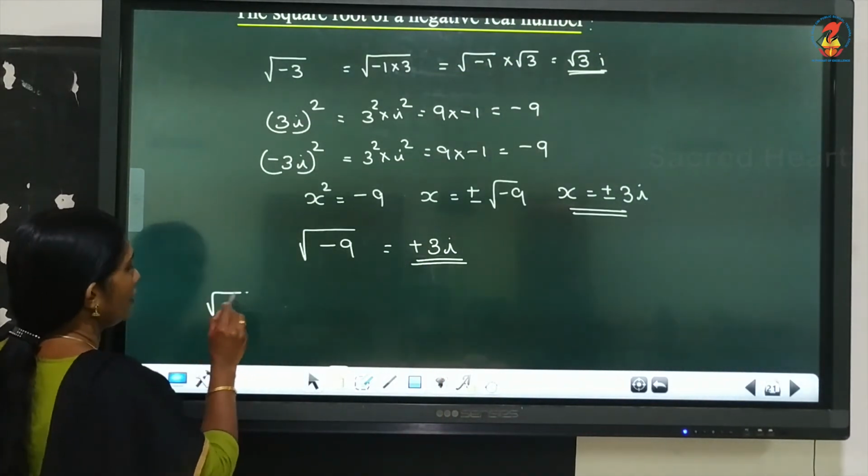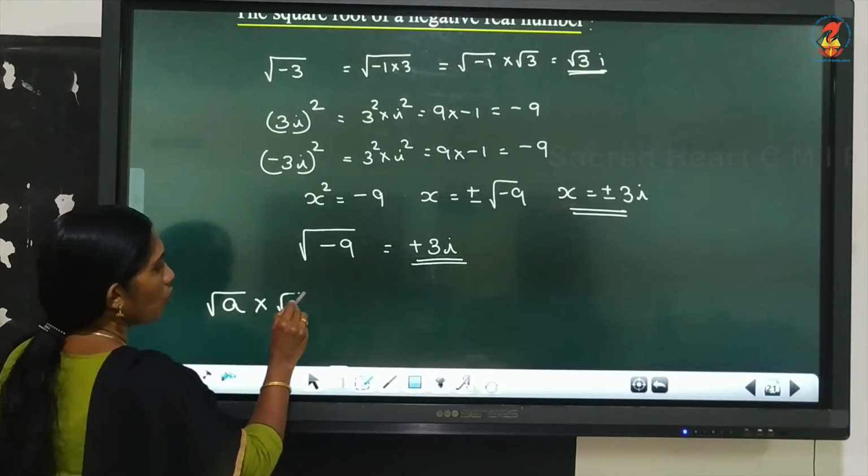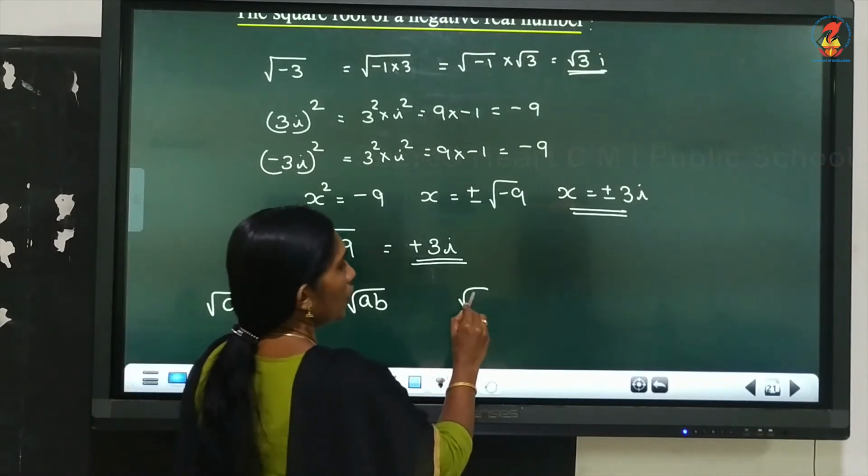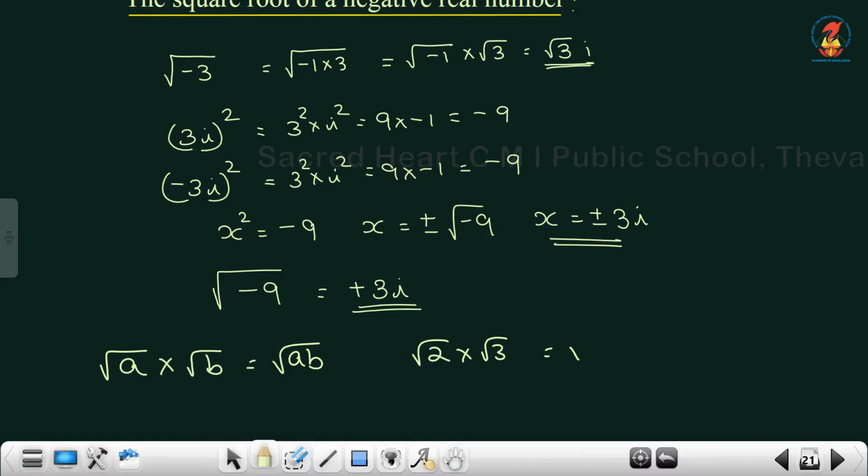Okay. Now the next is, we know that root a into root b is equal to root ab. Root 2 into root 3 we can write as root of 2 into 3, that's equal to root 6. Here a and b are positive numbers.